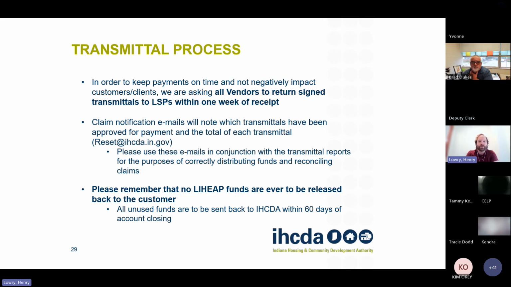Please remember that no LIHEAP funds are ever to be released back to the customer. All unused EAP funds must be returned to IHCDA within 60 days of an account closing.